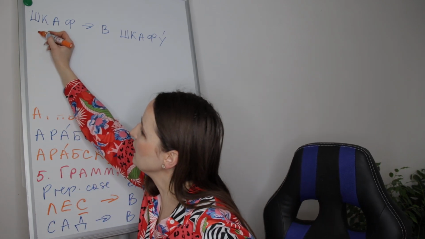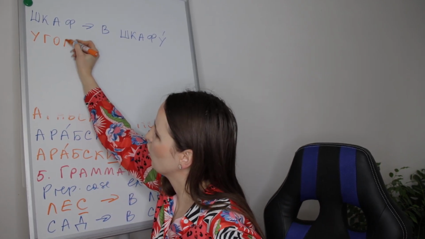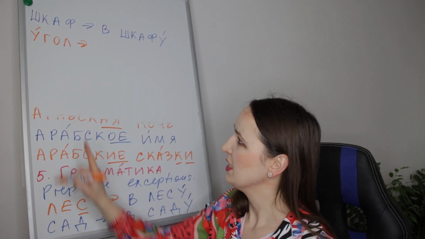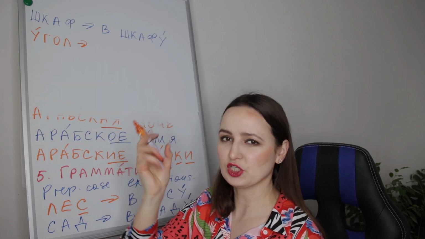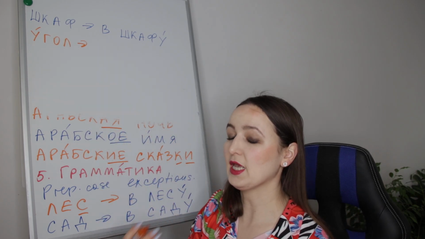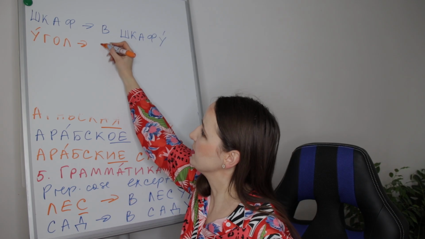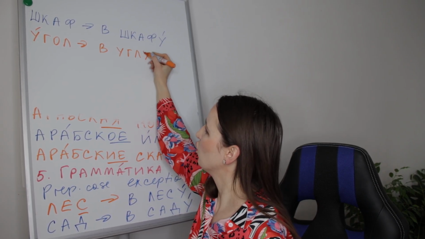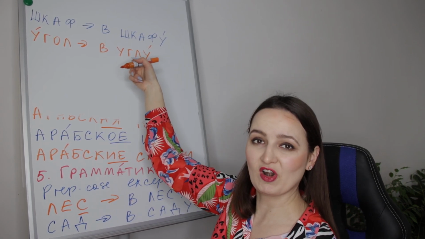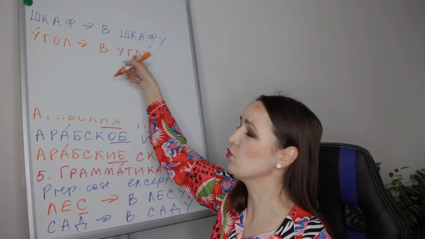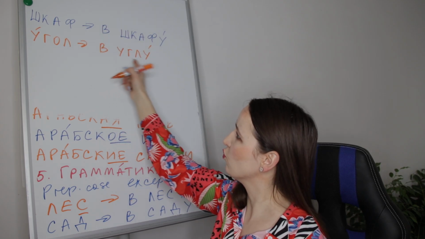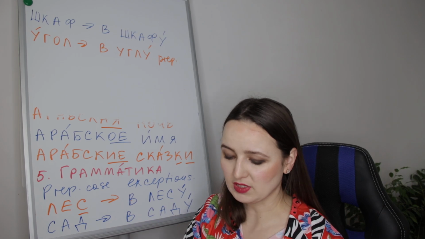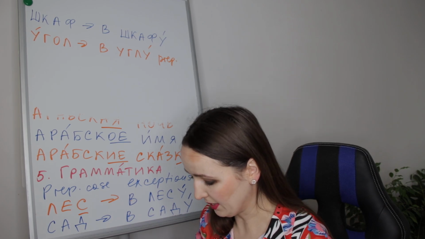Угол. Угол is a corner. Here the word will change completely. To say in the corner, you will say в углу. Memorize that. In the corner is в углу. Угол, в углу in prepositional case, да? Prepositional where, because it answers the question where, где.